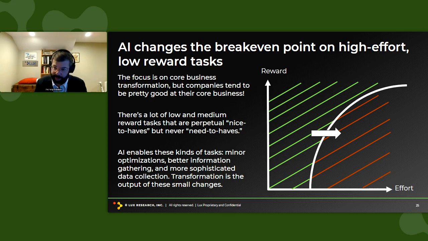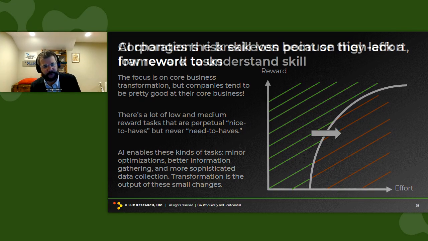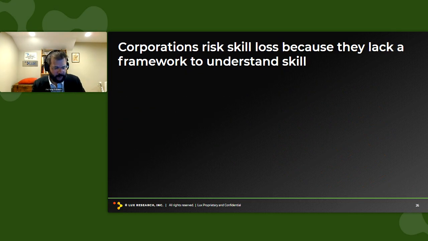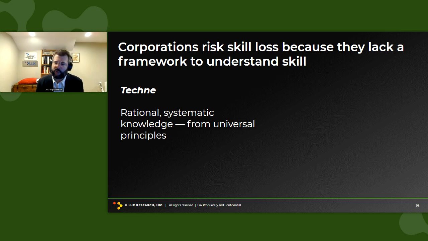So the goal should really be to think about what's the simplest and the easiest thing I can do with AI. But it's also important to recognize there's a real risk of skill loss. And I think that's because corporations are creatures of techne. Techne is the ancient Greek philosophical term for knowledge, but it's a specific type of knowledge. It's rational, systematic knowledge that comes to us from universal principles, right? And corporations are very good with this type of techne. They're creatures of rational, systemic knowledge, from the science itself to the organization of the company.